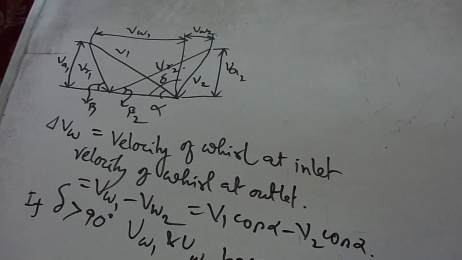In our next class we will discuss the case where delta is less than 90 degrees.